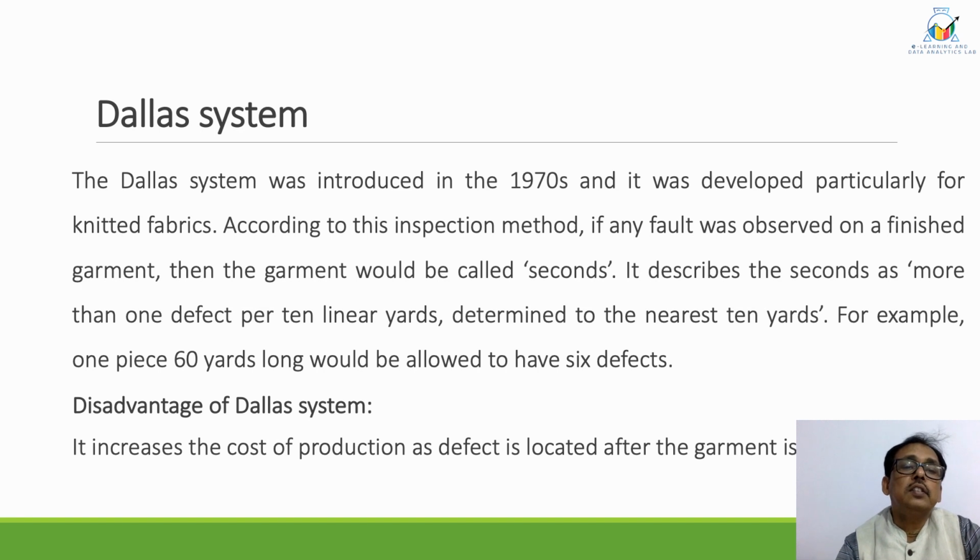Dallas system. The Dallas system was introduced in the 1970s and developed particularly for knitted fabric. According to this inspection method, if any fault was observed on the finished garment, then the garment would be called second. It described a second as more than one defect per 10 linear yards, determined to the nearest 10 yards. For example, one piece 60 yards long would be allowed to have 6 defects. The disadvantage is that it increases production cost, as defects are located after the garment is produced.